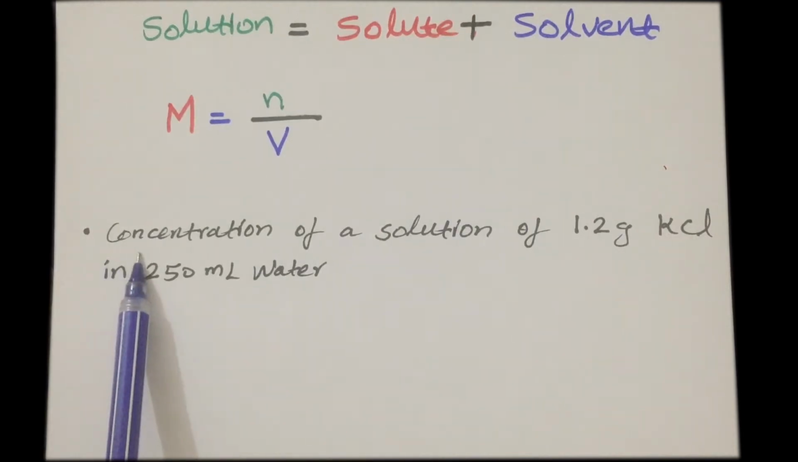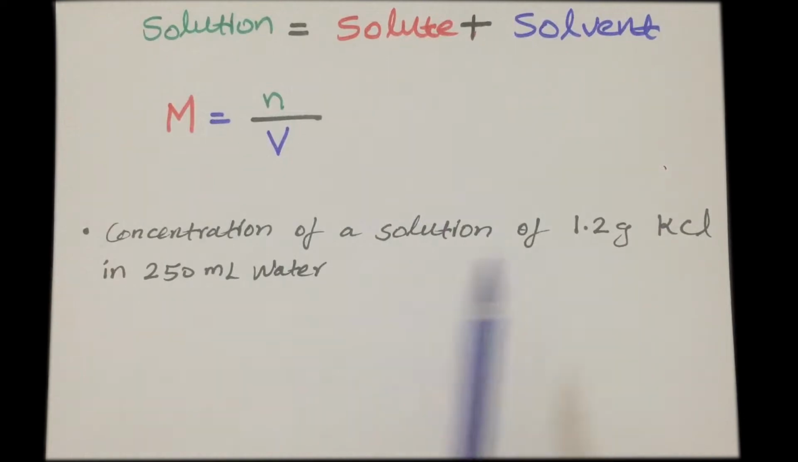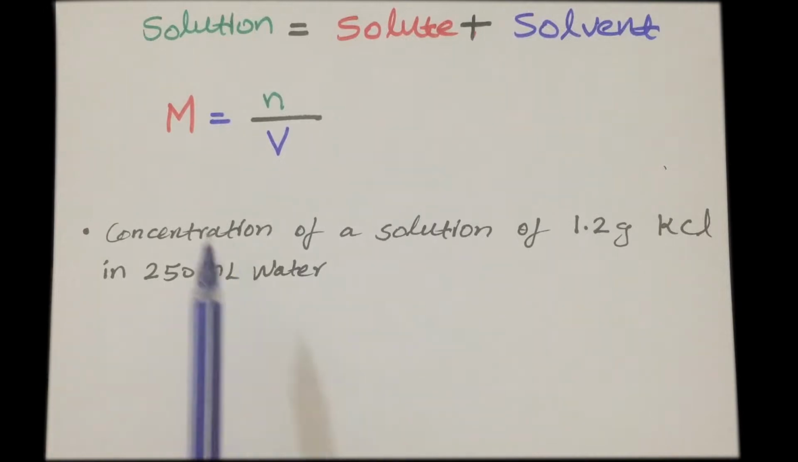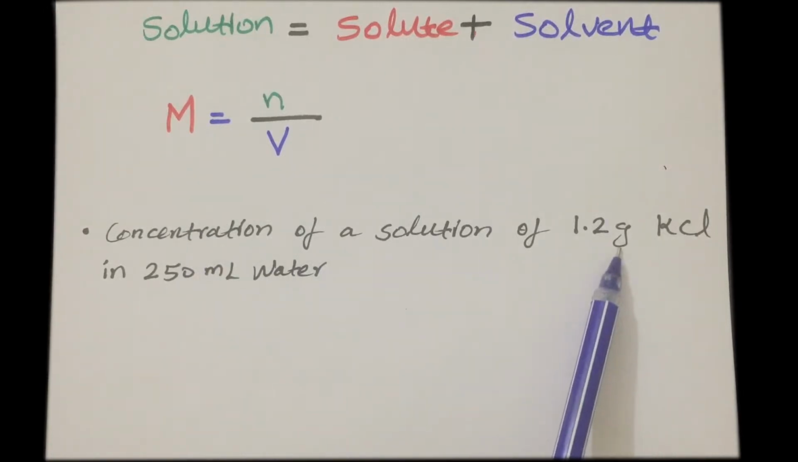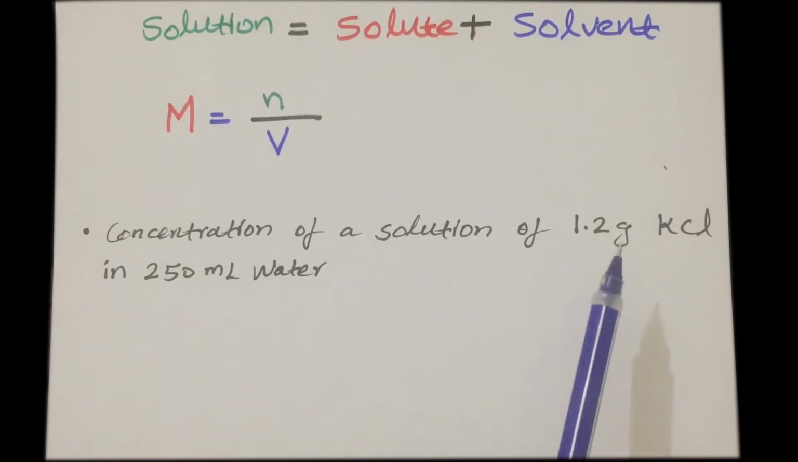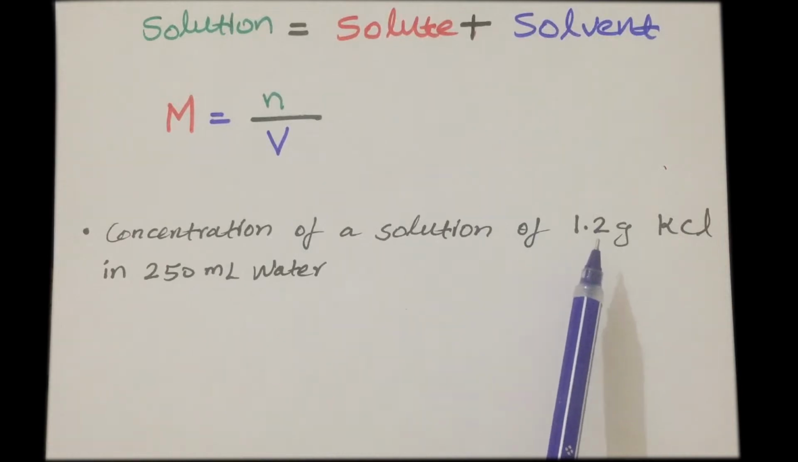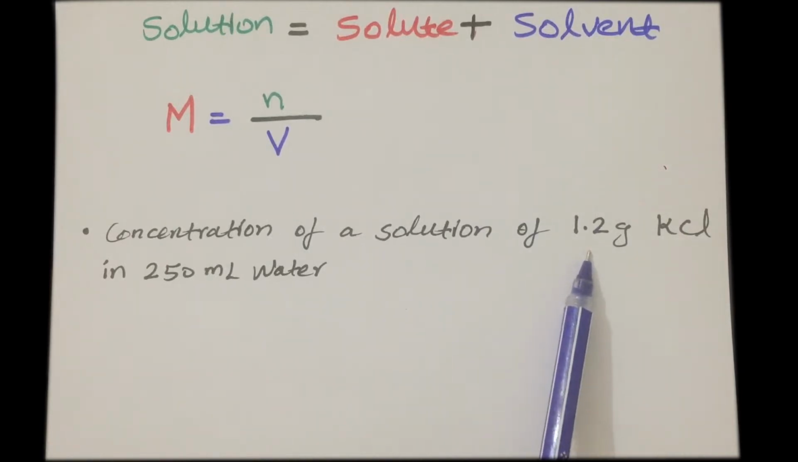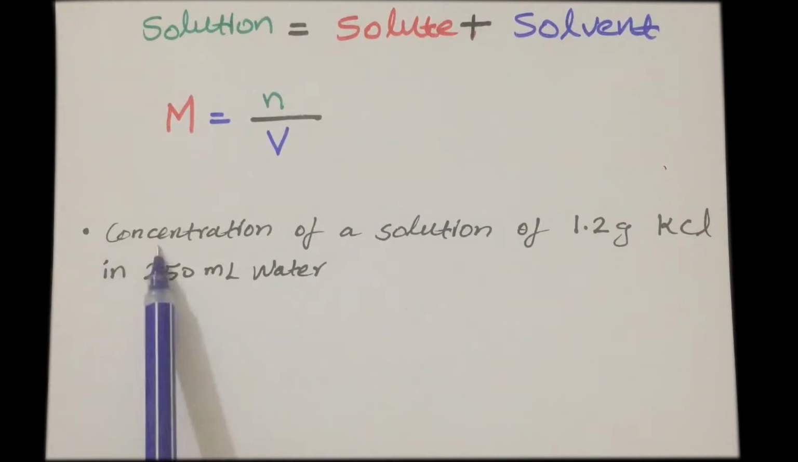See some examples. Find the concentration of a solution of 1.2 gram KCl in 250 ml water. Here the volume of solution is 250 ml and the mass of KCl is given, 1.2 gram. So we need to find the molarity. Here actually concentration means the molarity.